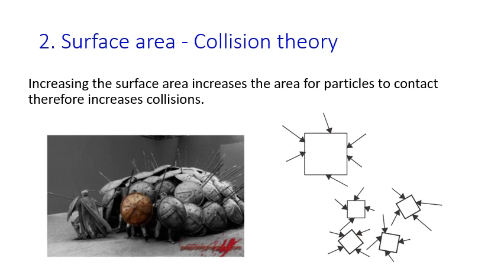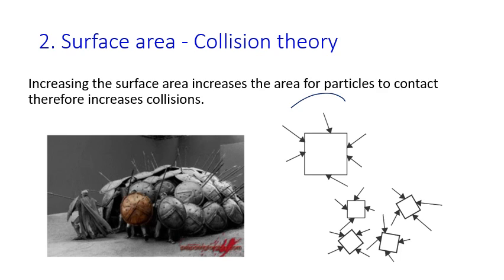So the second aspect of collision theory in terms of potential variables you can change, surface area. So if you increase the surface area, you increase the area for particles that can be in contact. Therefore, this increases the probability of successful collisions.